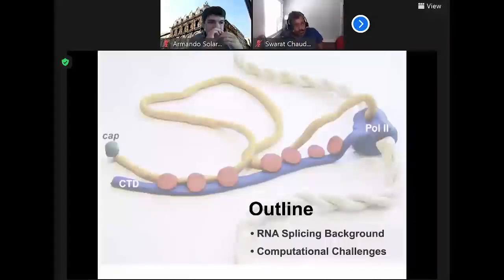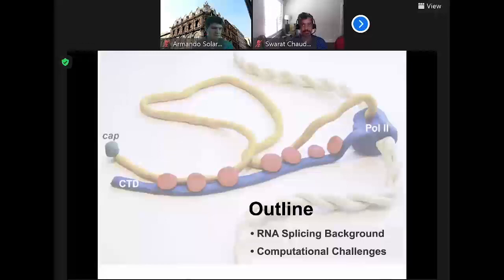I want to briefly review some of the biochemistry of splicing, which is at the foundation of this, since there is a biochemical process that we're attempting to model computationally here, and then draw out some of the computational challenges. This clay model is actually a picture of splicing, with the RNA transcript shown in yellow and the RNA polymerase shown in blue, and it emphasizes that splicing is occurring co-transcriptionally, in the process of transcription, which is an interesting aspect of the problem.